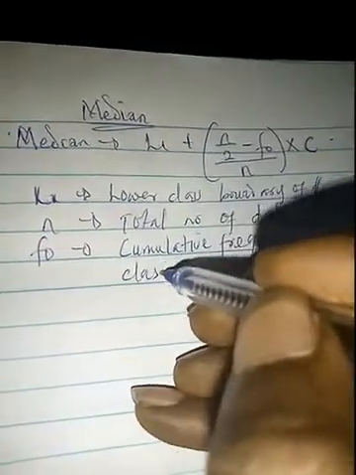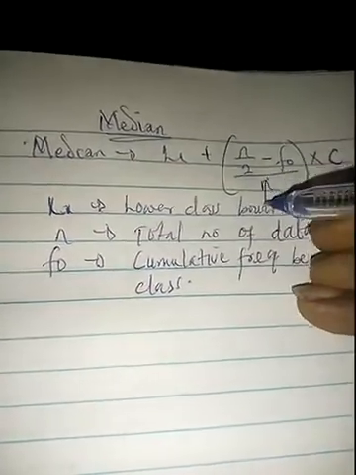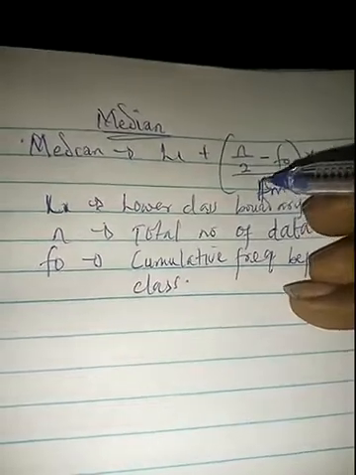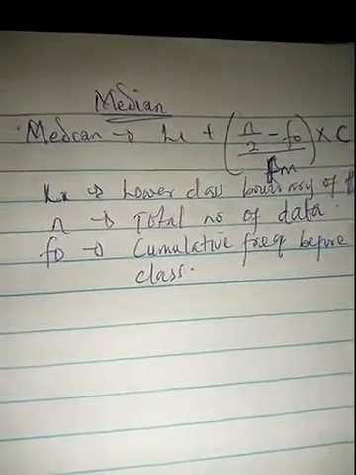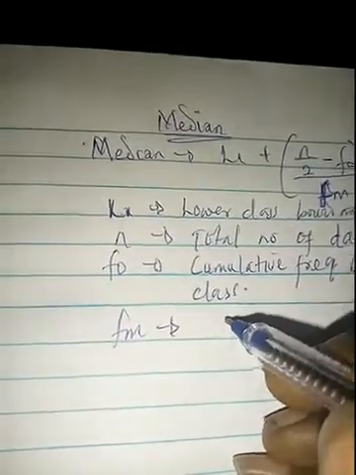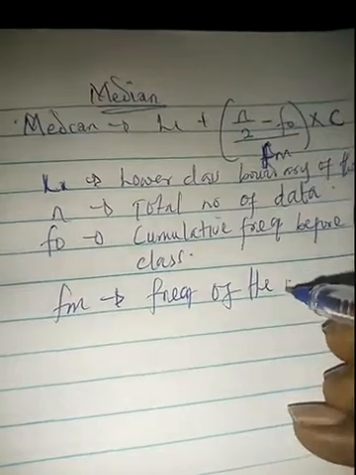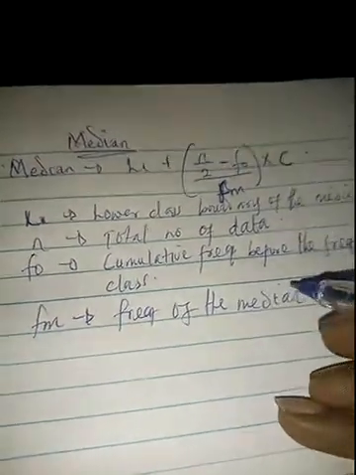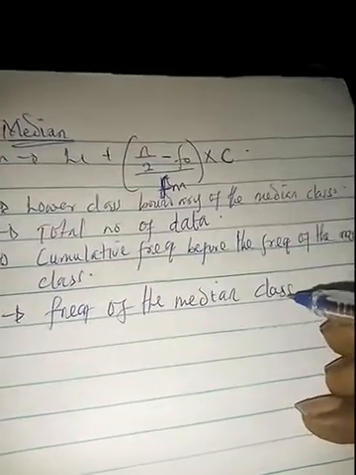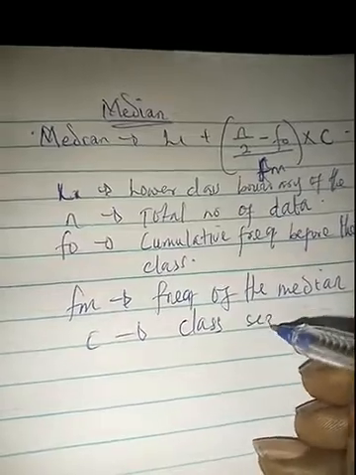So there is need for me to analyze this so that when we are solving it, sorry, this n there is fm, not n, fm. So what does fm mean? It means the frequency of the median class. Now by the time I put all this down, then when you are solving on your own, you should be able to know what it means. So C is class size. So I'm done with that.